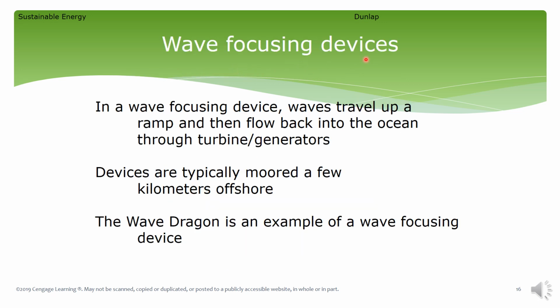Wave focusing device. In a wave focusing device, waves travel up a ramp and then flow back into the ocean through the turbine or generator. Designs are typically moored a few kilometers offshore. The Wave Dragon is an example of a wave focusing device.